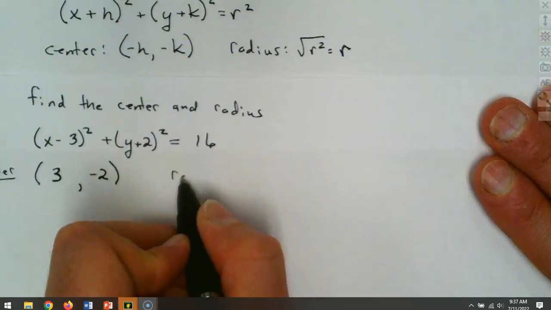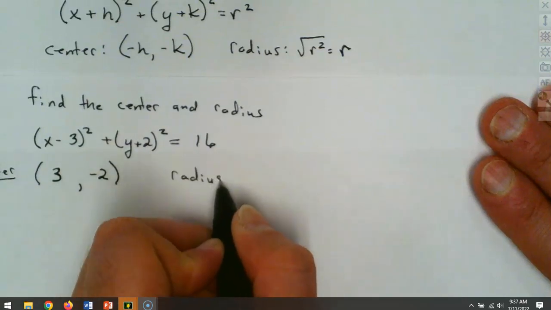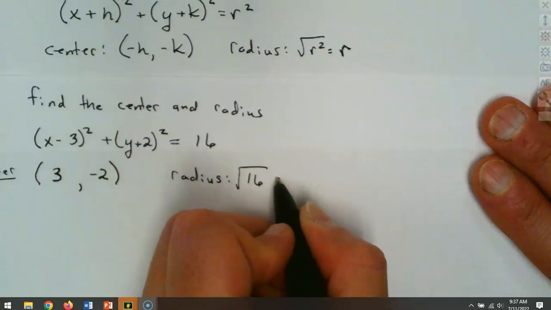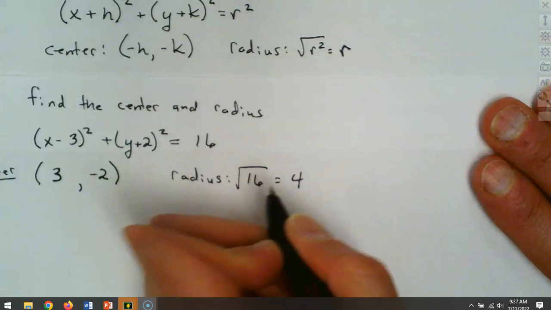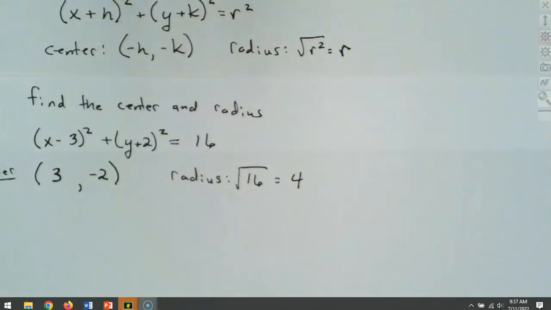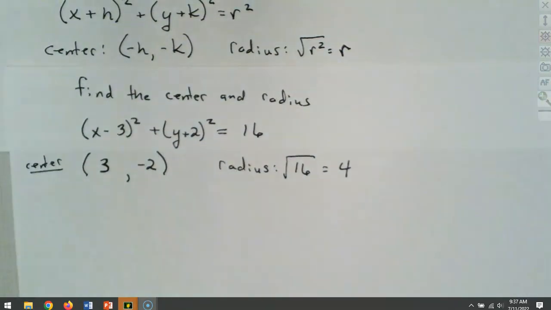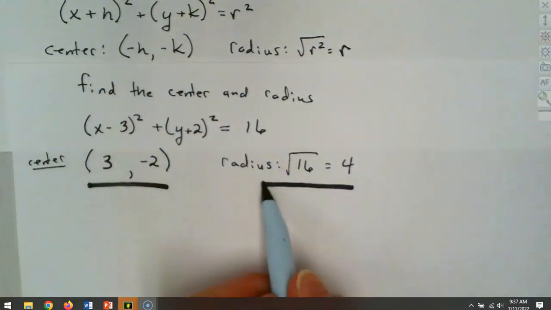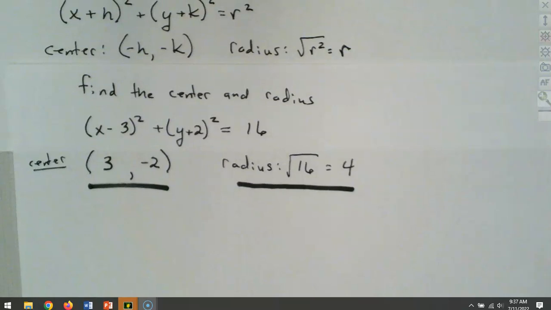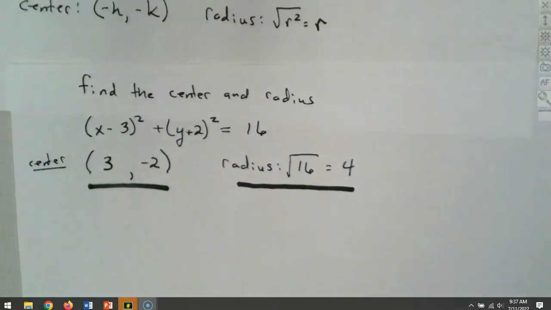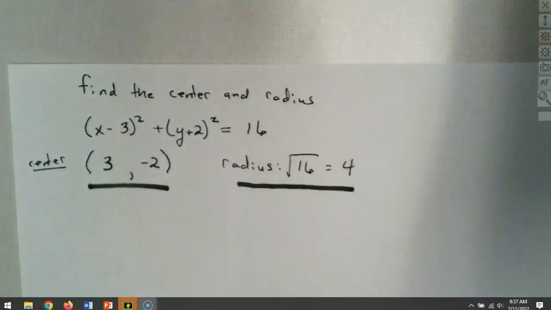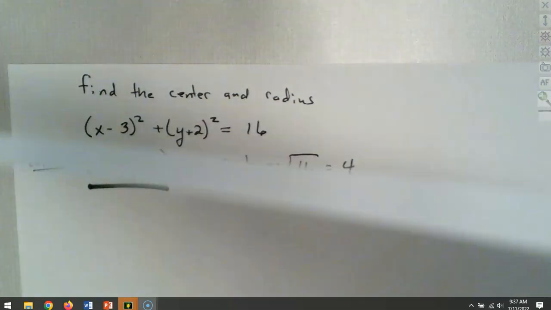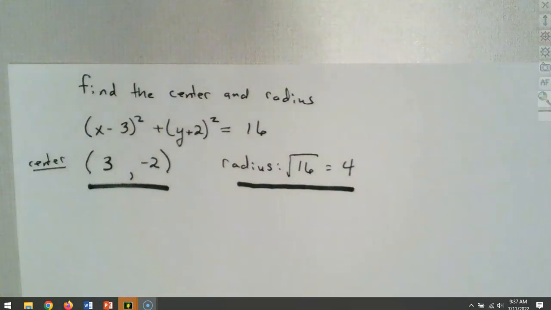And then your radius. Now your radius is not 16. Your radius is the square root of 16, which is then 4. So that's it. There's your center, and there's your radius. That's all you have to do. Switch your signs and take the square root of the number on the right-hand side. Not much to these at all.